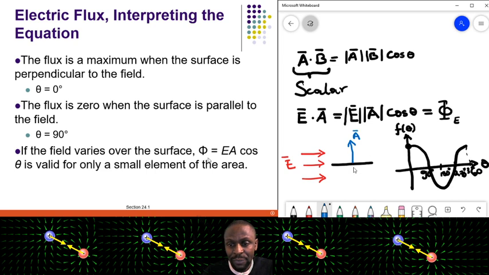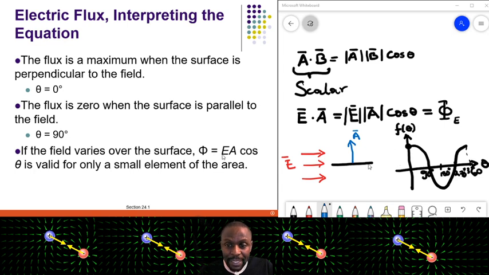That's vector A, and of course vector A can also be pointing down, but for argument's sake I am just choosing it to be pointing up, and of course it can also point down. Now in this case, the angle between E and A when the surface is parallel to the field is just going to be 90 degrees, and the cos of 90 is equivalent to zero. As a result, this is the meaning of the statement I've made: the flux is zero when the surface is parallel to the field.